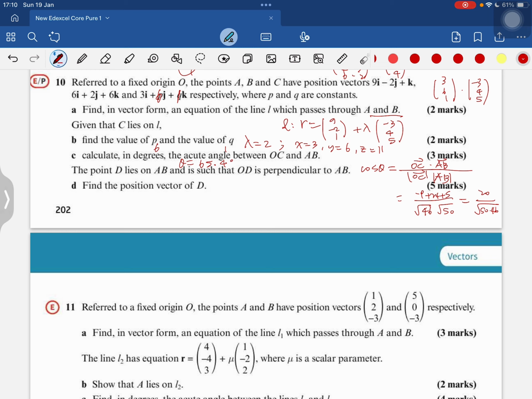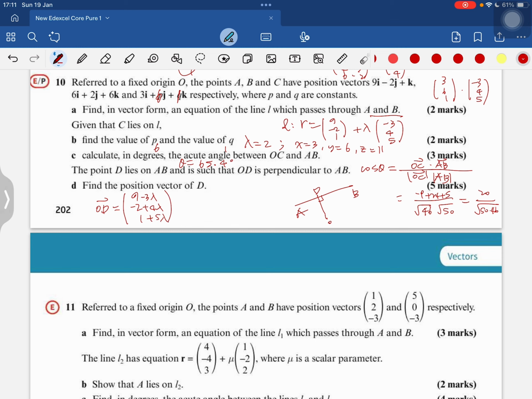Point D lies on AB, and OD is perpendicular to AB. A, B, D, for example, like this. So find the position vector of D. So, OK, OD. So the D vector, we can express it since it is on AB, I mean the line L, so 9 minus 3 lambda, negative 2 plus 4 lambda, 1 plus 5 lambda.